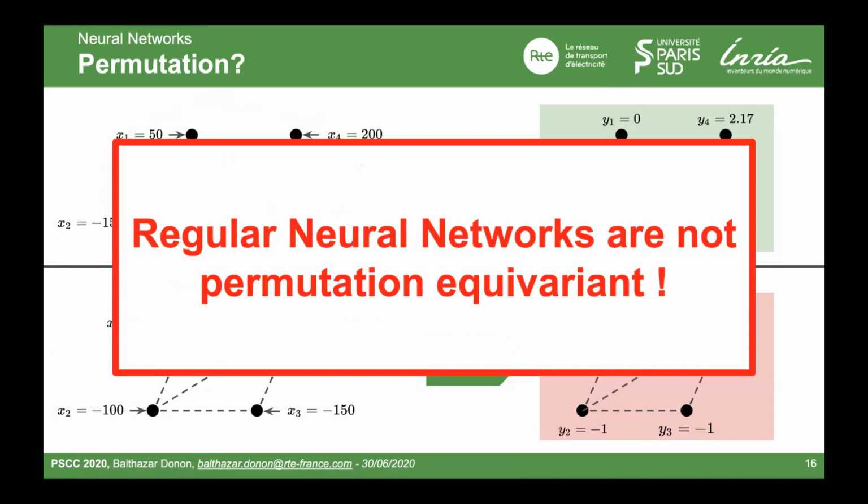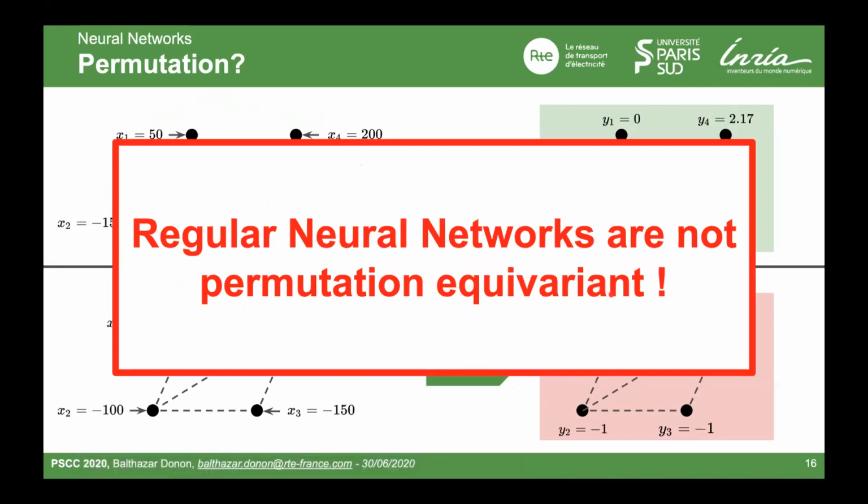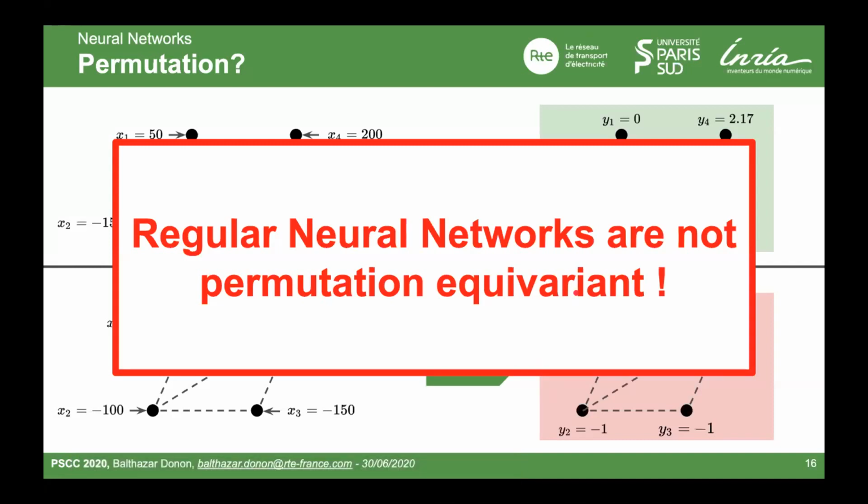So just a few words about this notion of permutation equivariance. Permutation equivariance means that if you perform a permutation over the inputs, it will result in a permutation over the outputs. So the AC power flow problem has this property. If you perform a permutation over the inputs, you should expect a permutation over the outputs. It's as simple as that.